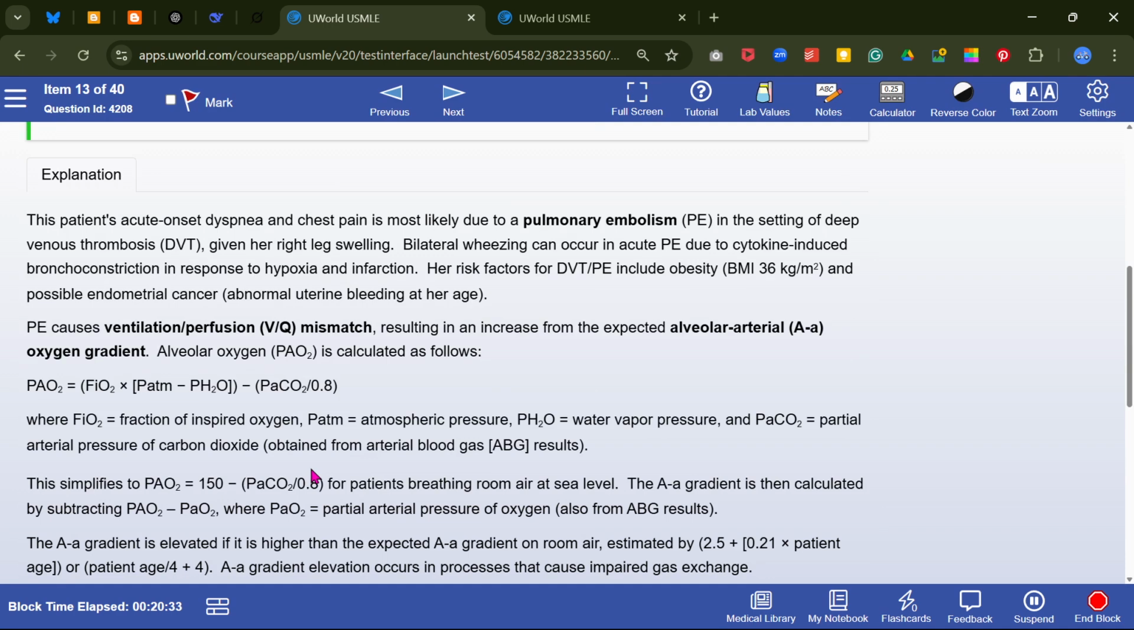So this patient's acute dyspnea and chest pain are most likely due to pulmonary embolism in the setting of DVT, given her right leg swelling. Bilateral wheezing can occur in acute PE due to cytokine-induced bronchoconstriction in response to hypoxia and infarction. Her risk factors for DVT or PE include obesity, BMI more than 36 kg per meter squared, and potential endometrial cancer.